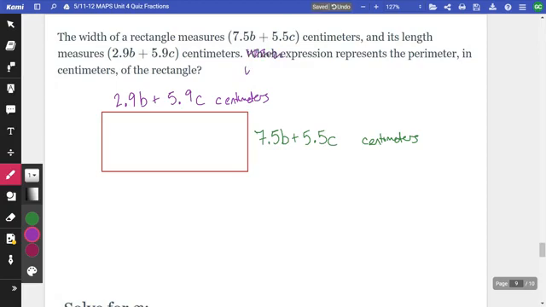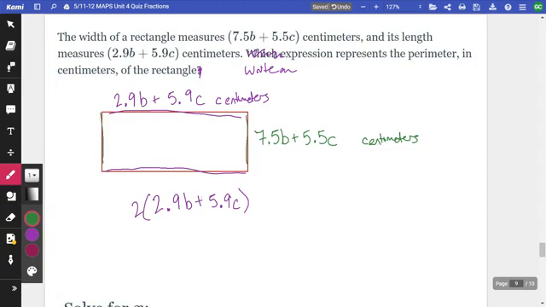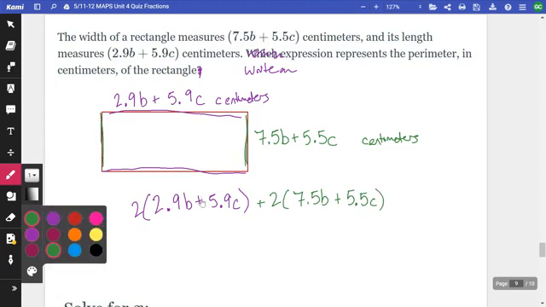Write an expression that represents the perimeter in centimeters of the rectangle. So what can we do? We need 2 of our lengths, so 2 times (2.9b plus 5.9c), 2 of these because we have 1, 2, and 2 of these. Plus 2 times (7.5b plus 5.5c), because we have 2 widths on our rectangle, and then we just simplify.